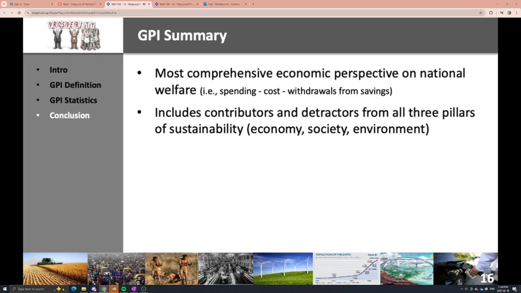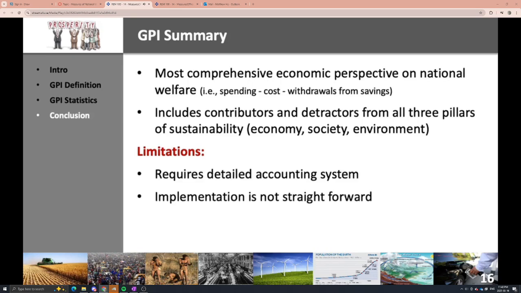Now, I don't expect you to memorize all the different indicators of the GPI, but I do want you to understand the philosophy and the big picture ideas and concepts behind the approach. Of course, there are limitations to this approach as well. First, it requires a detailed accounting system, which is not easy to implement, and everything needs to be expressed in dollar values, which is also not an easy task.